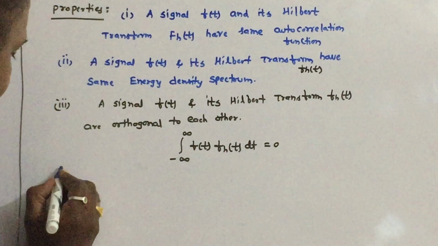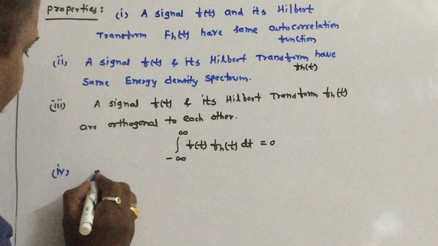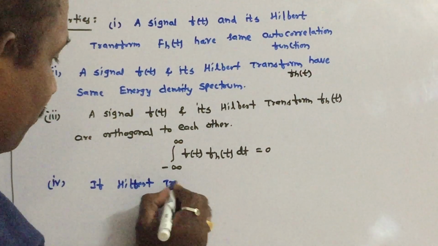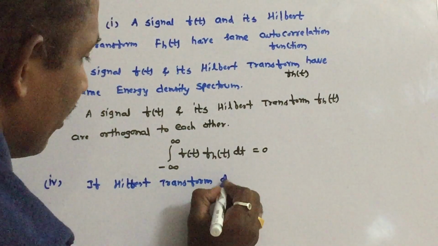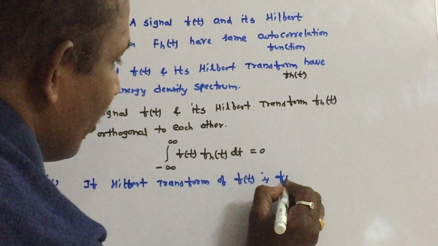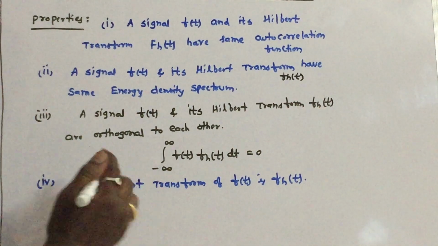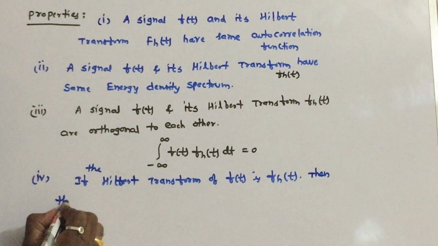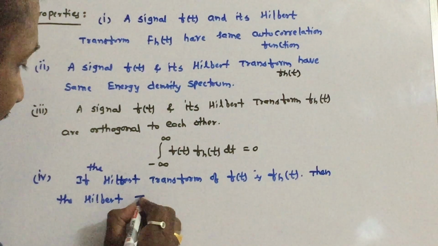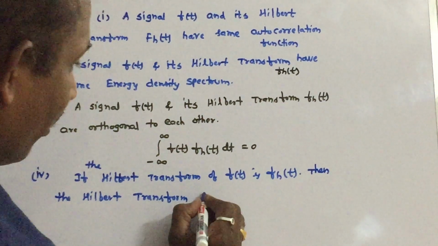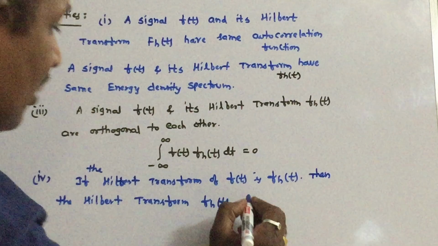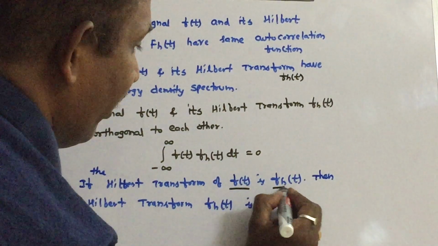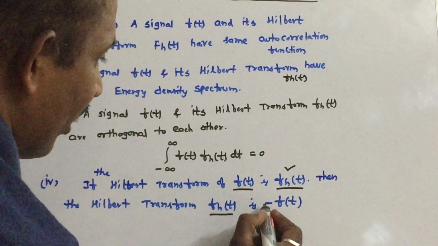Remember that. Another important point: if the Hilbert transform of f of t is fh of t, then if you find the Hilbert transform of fh of t, it will come out as minus f of t. Remember that this is another property.